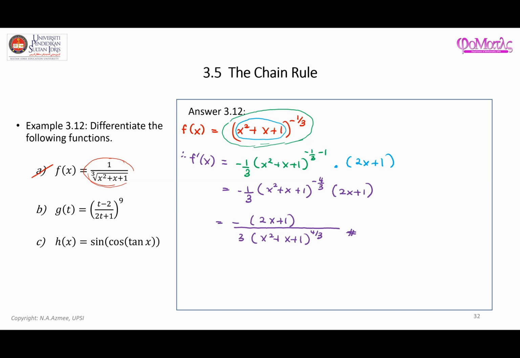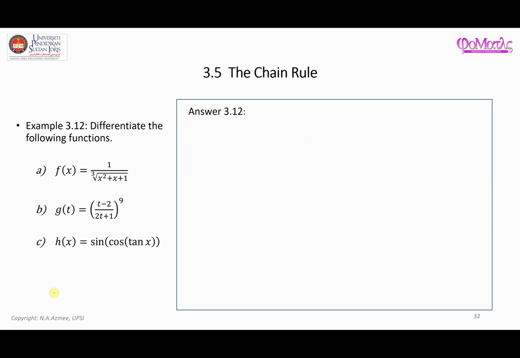All right, let's move on to question B. Let me just erase all ink on the slide, and here we have this function g(t), which is equal to ((t minus 2) over (2t plus 1)) to the power of 9.